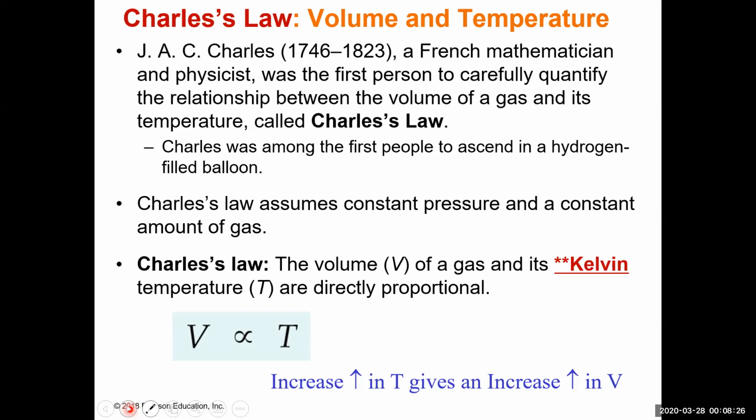Now for Charles' law, we have to assume constant pressure and a constant amount of gas, or the constant number of moles of a gas. Now with Charles' law, we can say that the volume of a gas and its temperature, specifically in units of Kelvin, that the volume and the temperature in Kelvin are directly proportional. So as we're increasing volume, we will be increasing our temperature, and vice versa. As we increase temperature, we'll increase the volume.